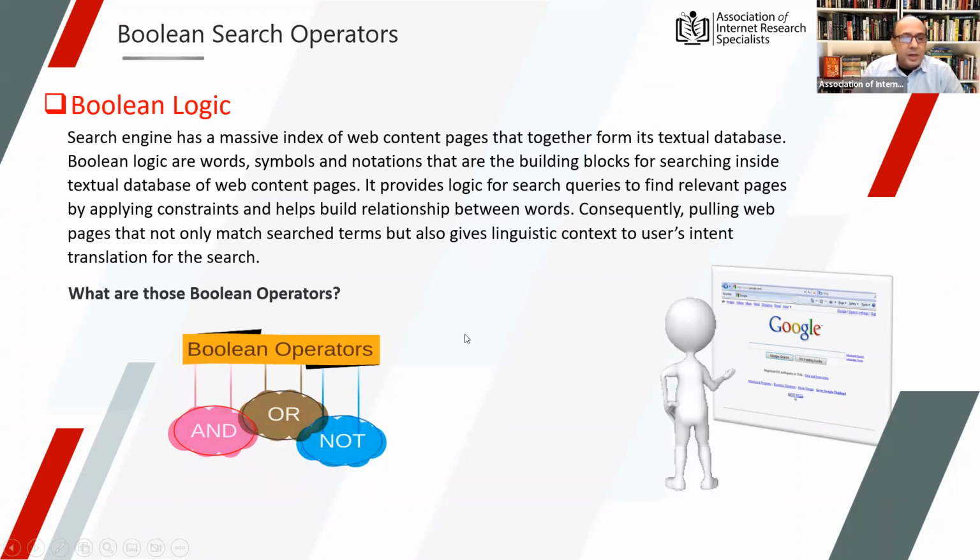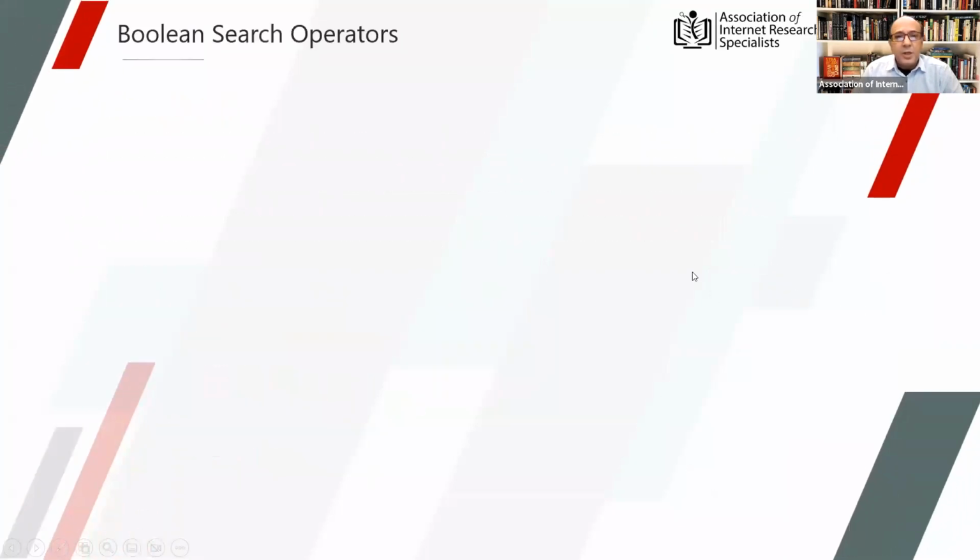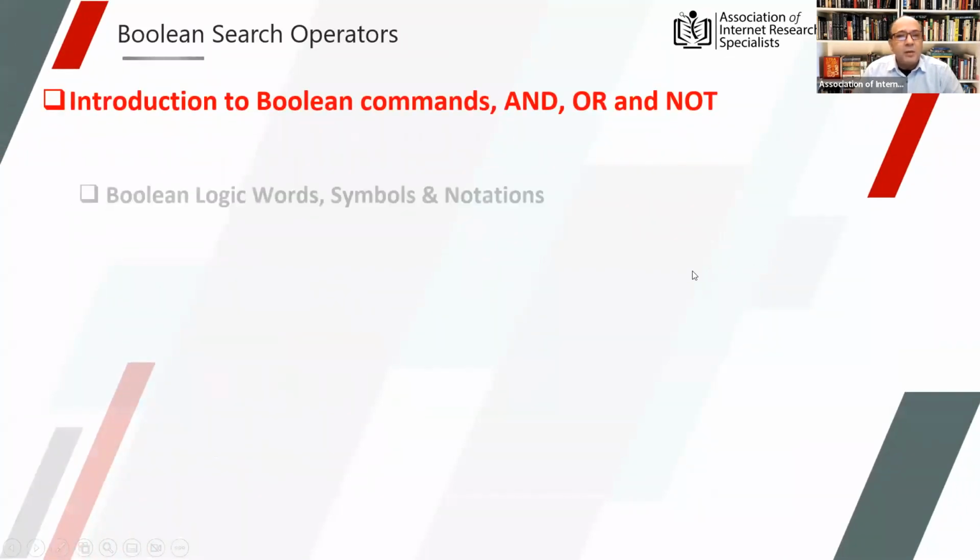So what are these ANDs, ORs, and NOTs? All in large caps. If you use them in small caps, that's like the ABC of using Booleans. If it's small cap, it will be treated as a word. So it has to be all in capitals.